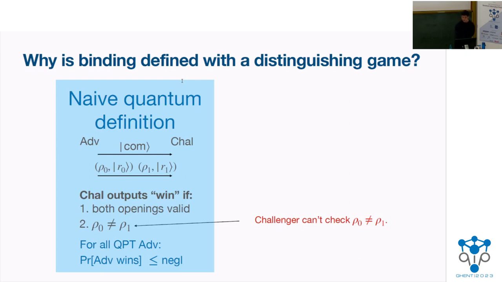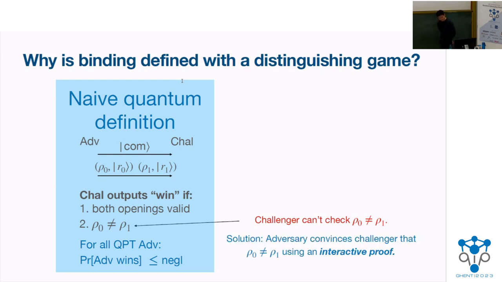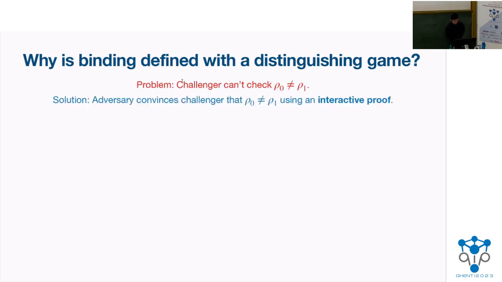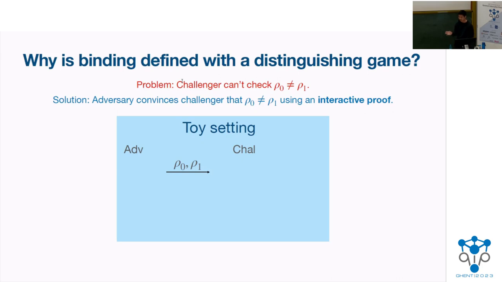So recall this naive quantum definition, where the adversary sends a commitment and then two openings, and we had this issue that the challenger can't check that two messages are different. But what we can do instead is make the adversary and the challenger perform an interactive proof that convinces the challenger that the underlying messages are indeed different. Okay, so again, here's the problem. Here's a high-level idea.